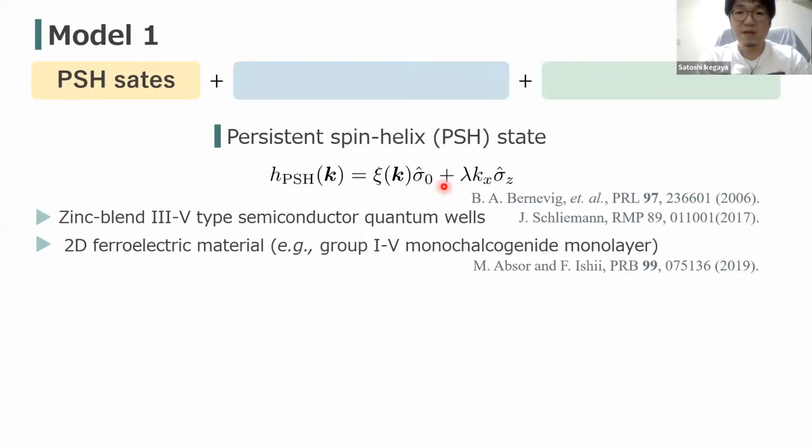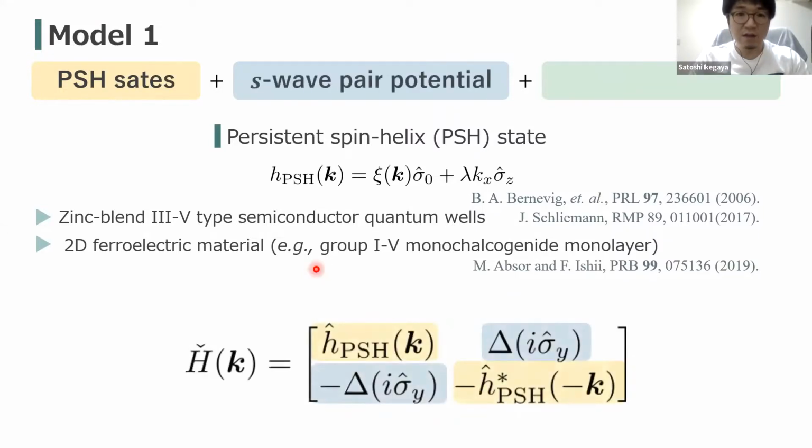And the persistent spin helix state is described by this kind of Hamiltonian, where we have quite a tricky type of spin-orbit coupling potential, but it is actually realized in semiconductor quantum wells. Moreover, it has recently been theoretically shown that two-dimensional ferroelectric materials can naturally exhibit the persistent spin helix state. So now we employ the persistent spin helix state, and then we add the s-wave pair potential to this system.